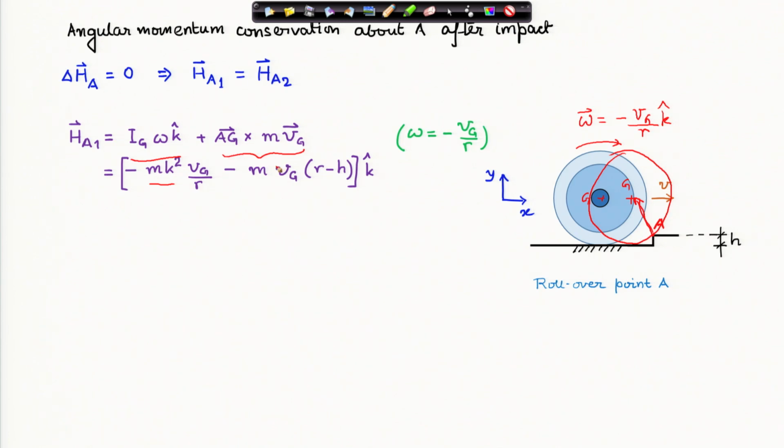A g vector I can represent, and I take the cross product, and finally I get this expression. You can very easily see that this perpendicular distance is r minus h. Therefore, mass of the disc times velocity of center of mass times this perpendicular distance k cap, and with a negative sign when you take the cross product, that will give you the angular momentum about point A because of the motion of center of mass.